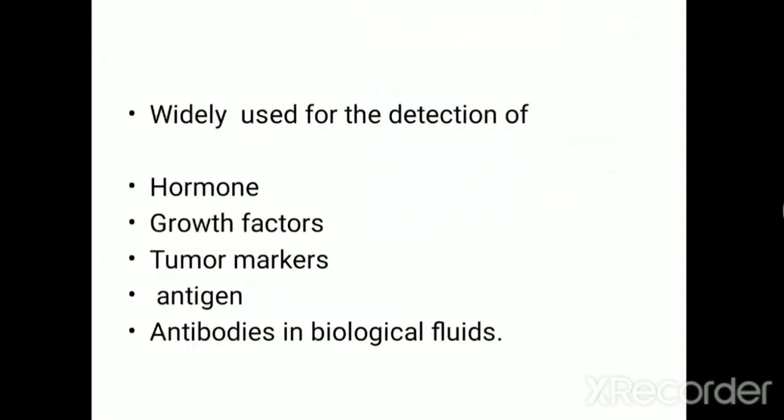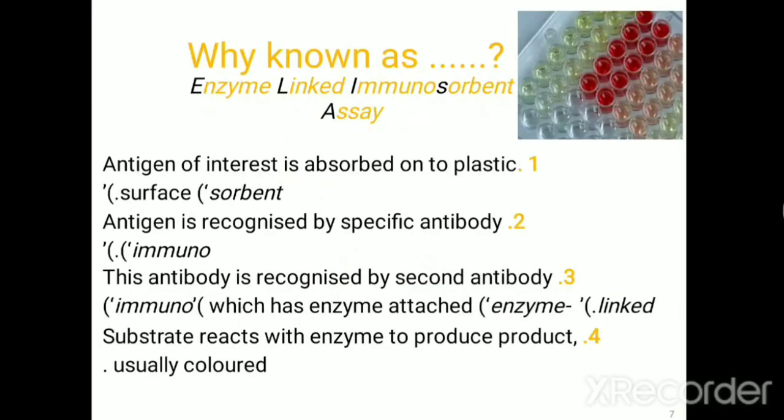This ELISA test is used for the detection of hormones, growth factors, tumor markers, antigens and antibodies in any biological fluid. So why is it known as an enzyme linked immunosorbent assay? Because this ELISA test requires an antigen, the antigen present in the sample fluid. An antigen is identified by its specific antibody. So that will result in immune complex formation. So it is an immunoassay.